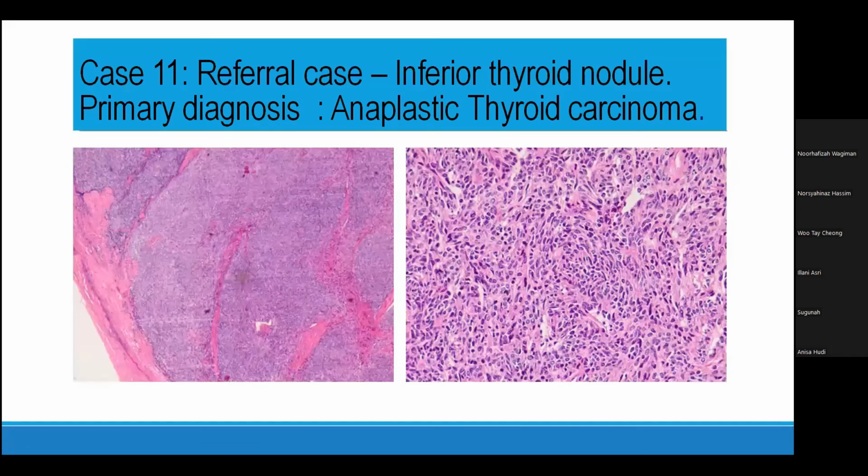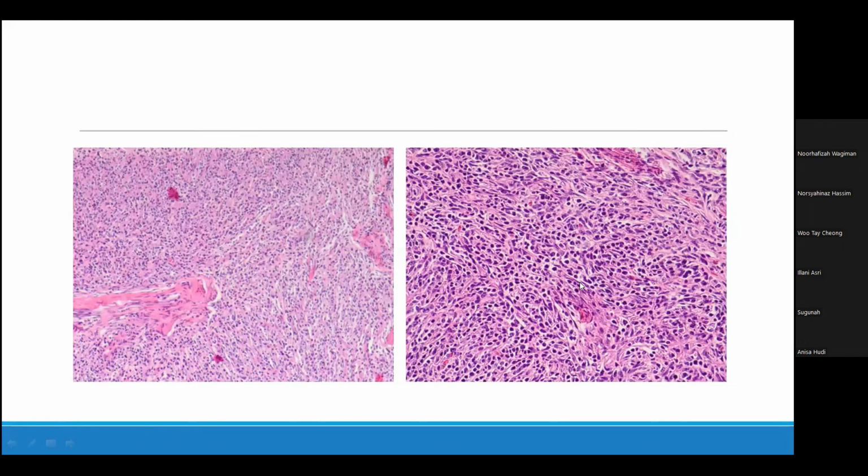Okay, so next is case 11, a referral case, with primary diagnosis of anaplastic thyroid carcinoma. This was actually labeled as inferior thyroid nodule. But what you can see at this point is a well encapsulated lesion. And then you have this kind of pattern. Yes, spindle cells, I agree. But at this magnification, I don't see much atypia. And then again, you can see here they look quite bland.